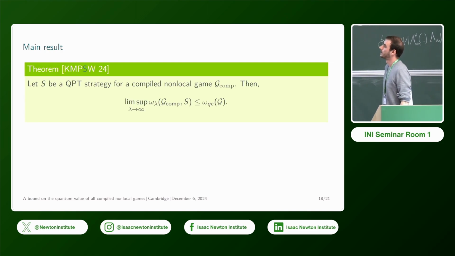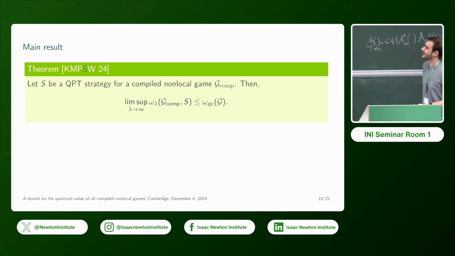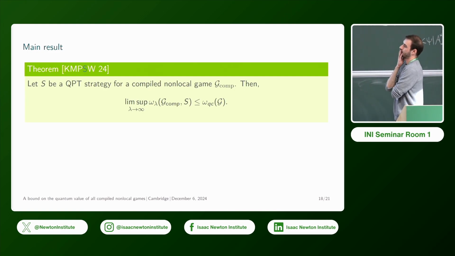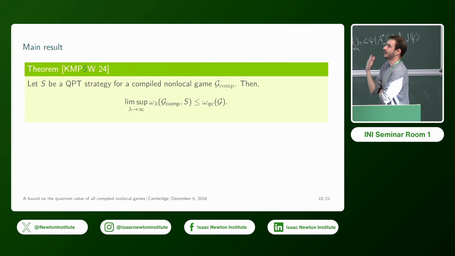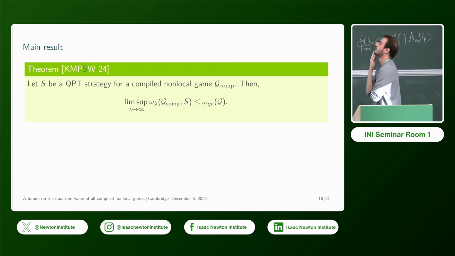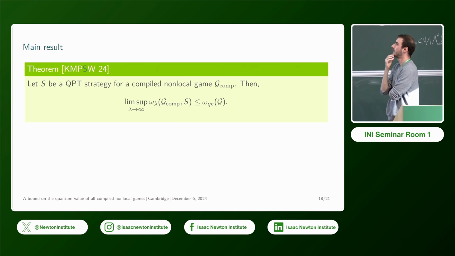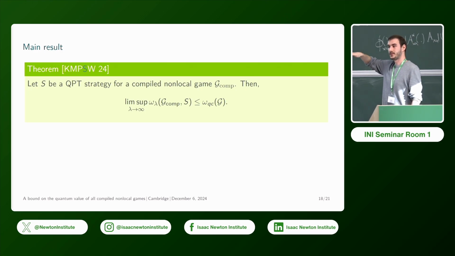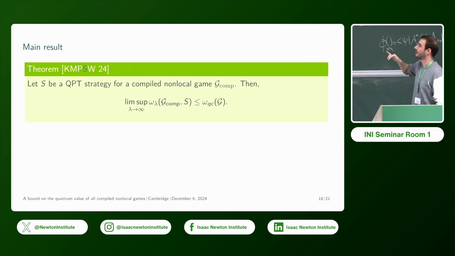Okay, and this is our result, which I already said before very briefly. So we take a quantum polynomial time strategy for the compiled non-local game, and then what we can say is that the lim sup, if we look at all winning probabilities in the security parameter, is actually smaller or equal to the quantum commuting value of the game.